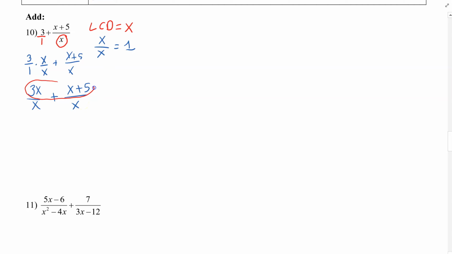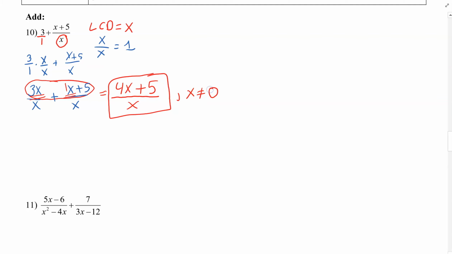Once we have a common denominator, we just go ahead and add across in the numerator, and I can see I've got like terms of 3x and 1x. So then the numerator ends up being 4x plus 5 all over my common denominator of x. And so this is my final answer for this first one. 3 plus the quantity x plus 5 over x is equal to 4x plus 5 all over x, as long as my denominator is never 0. And since the only thing in my denominator is x, then I can't let x equal 0.